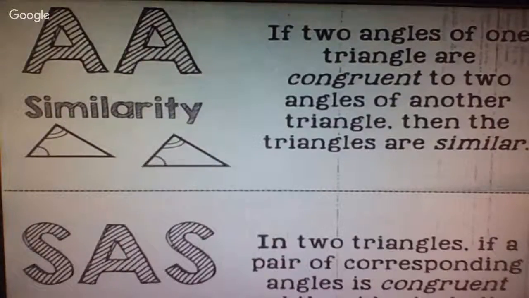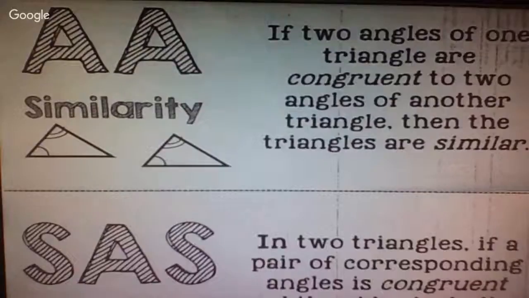So we had several different ways to prove triangles congruent. We had side, side, side, side, angle, side, angle, side, angle, angle, angle, side, and hypotenuse, leg. All of these will tell you that a triangle is congruent. I also have 3 theorems that will tell you that triangles are similar. So you have to be careful.